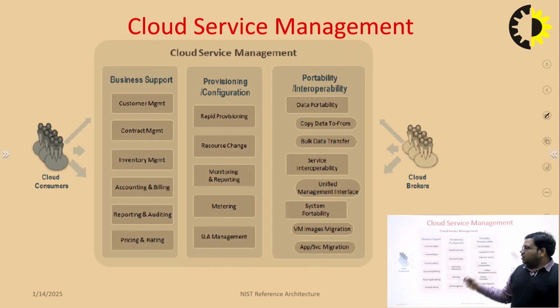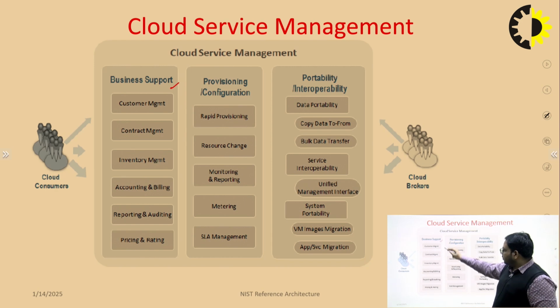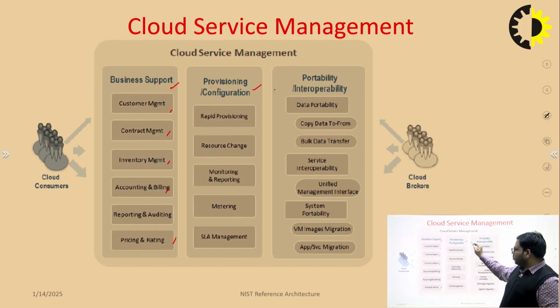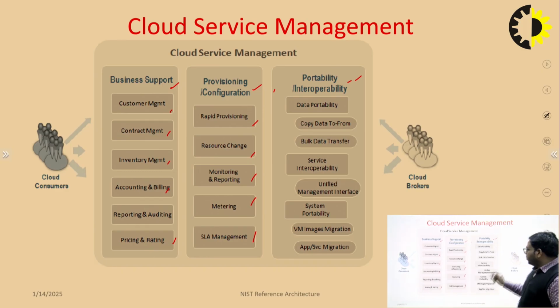So these are the main cloud service management functions handled by the cloud service provider, like business support. These are a few things: accounting, billing, inventory, contract, customer management, pricing and rating, provisioning, configuration, rapid provisioning, resource change, monitoring, metering, SLA management, and portability and interoperability, which may be data portability, service interoperability, and system portability. So this was all about this model.